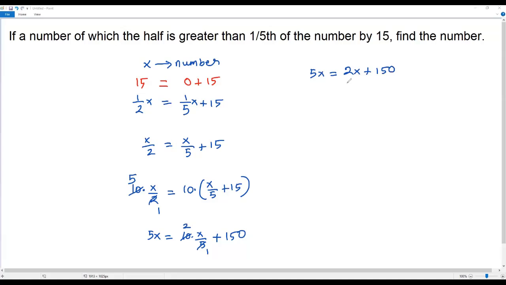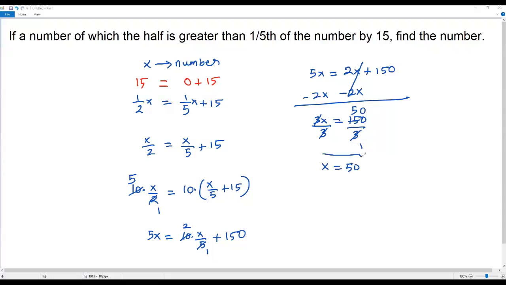Here the variable x appears on both sides. To solve for x, it has to appear on only one side of the equation. So let's get rid of the variable 2x on the right side. For that, I subtract 2x from both sides. The positive 2x and negative 2x cancel out. So 5x minus 2x becomes 3x equals 150. To solve for x, I divide both sides by 3. This 3 cancels out. I get x equals 150 divided by 3: 3 goes into 15 five times, and we have 0 here. So x equals 50. Since x is the required number, the required number is 50.